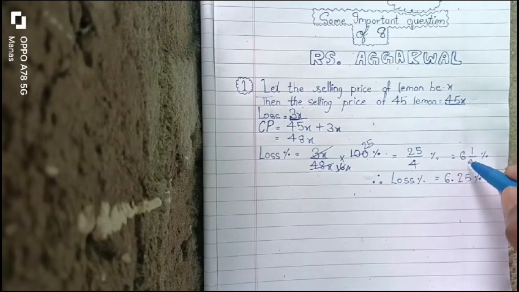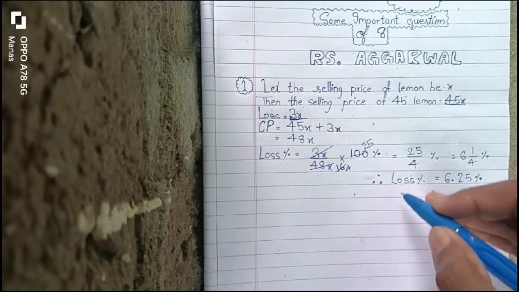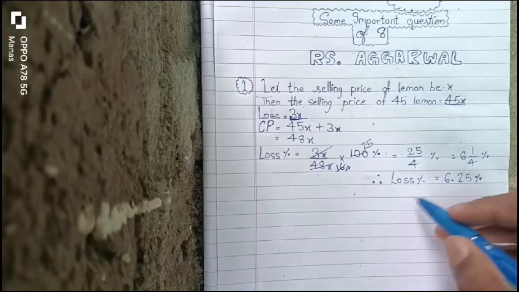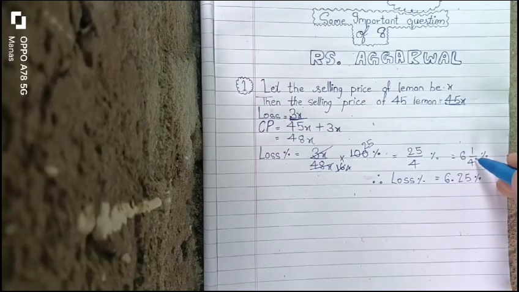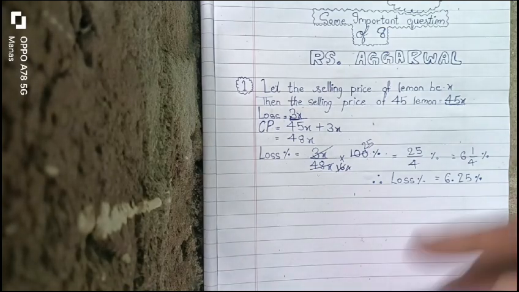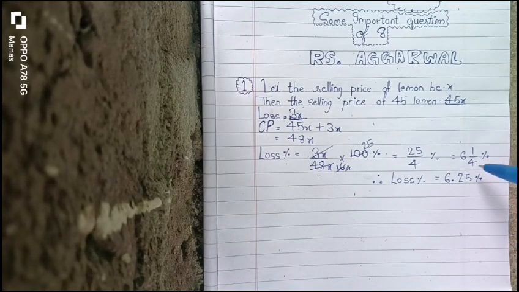We can also write it as 6 and 1 by 4%. And the loss percent, if we convert it into decimal, we will get 6.25%. So if the answer comes in fraction, the answer will be 6 and 1 by 4%, and if it comes in decimal, the answer will be 6.25%. So if you have any doubt regarding this question, you can ask in the comment section.